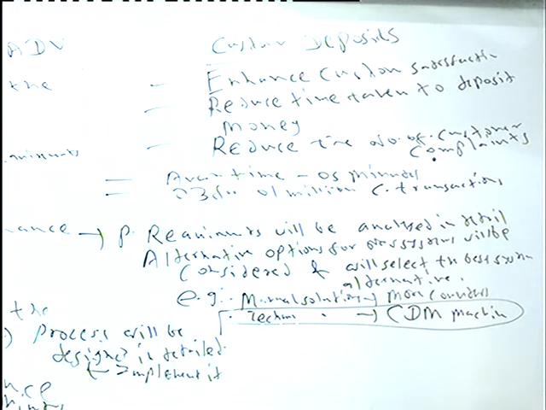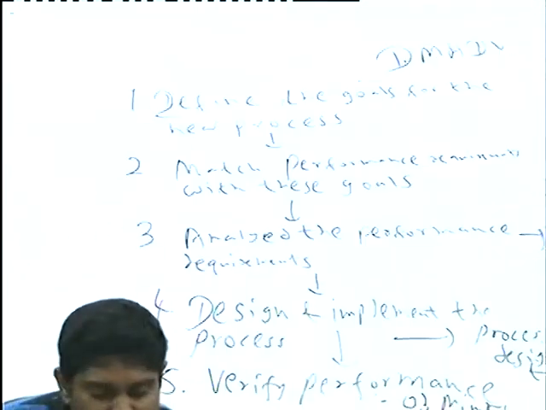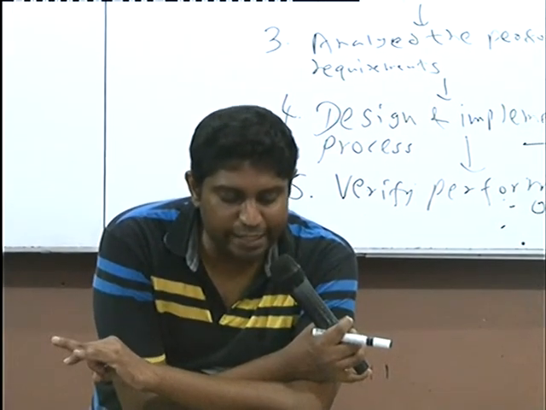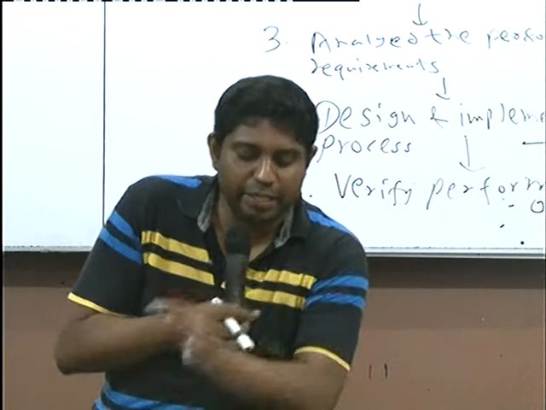Right, we look at the notes. The upper step is to define the goals for the new process. The goals and target quality standard of the new process must be defined. Customer requirement and expectation should be taken into consideration when defining these goals. See, customer requirement and expectation.